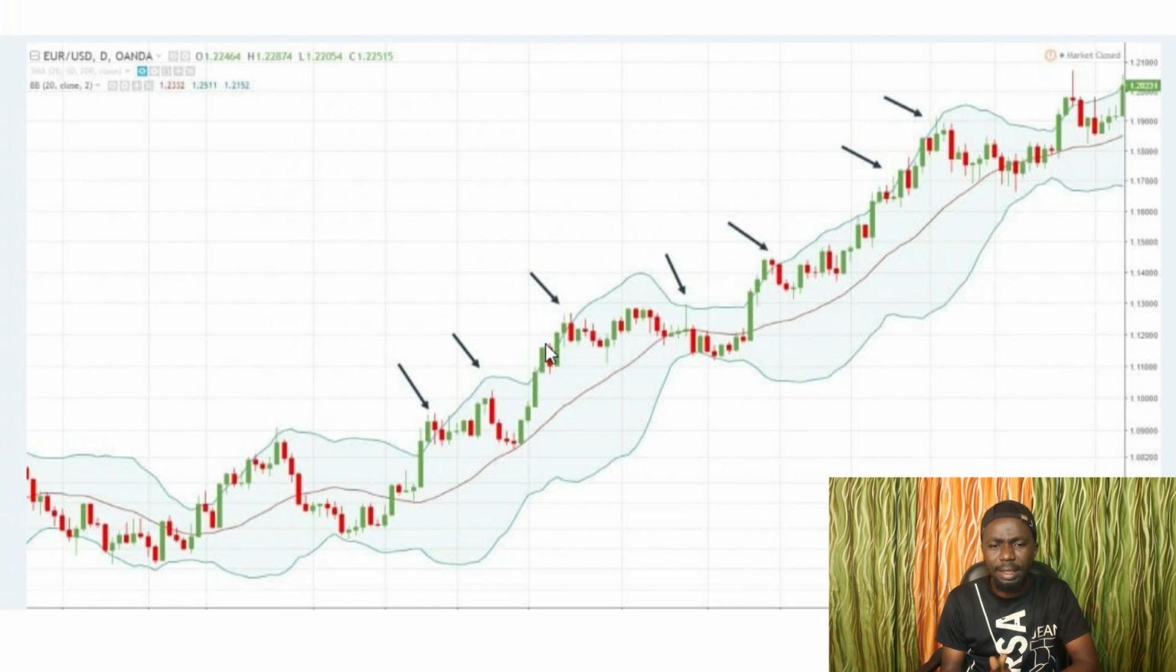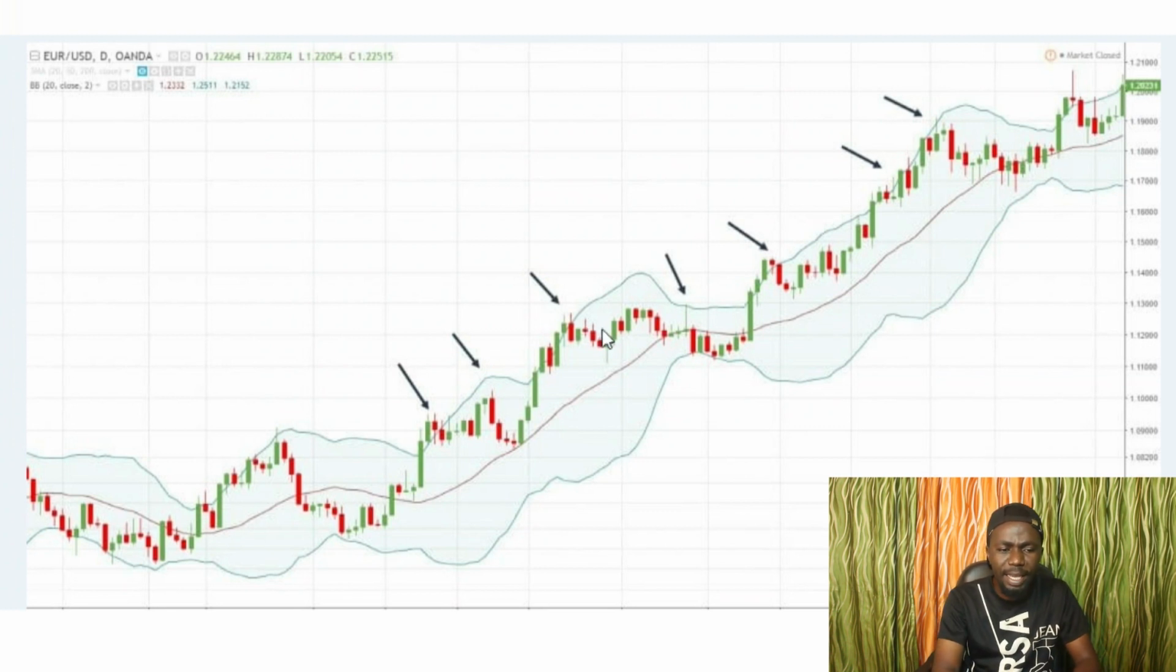Right? So in this scenario, you should be looking at the 20 EMA, which is this middle Bollinger Band, or you should be looking at the lower Bollinger Band, because the market is currently going up. So you should just remove your mind from the upper Bollinger Band. Whenever the price makes a move to the upper Bollinger Band, don't trade.